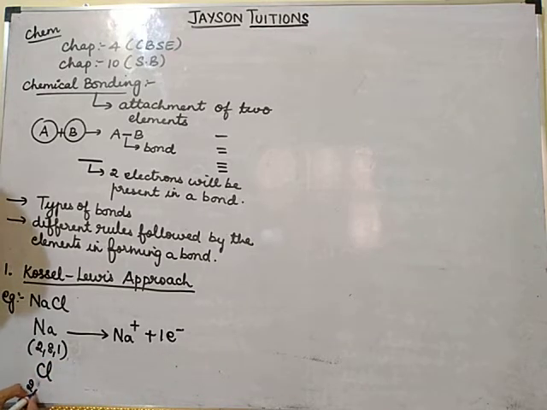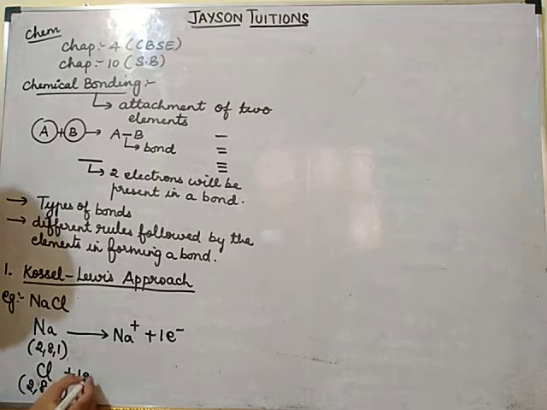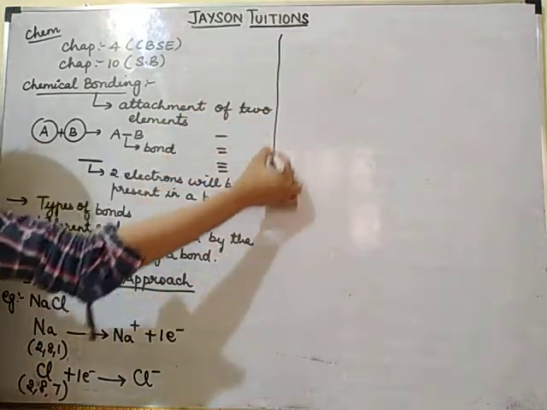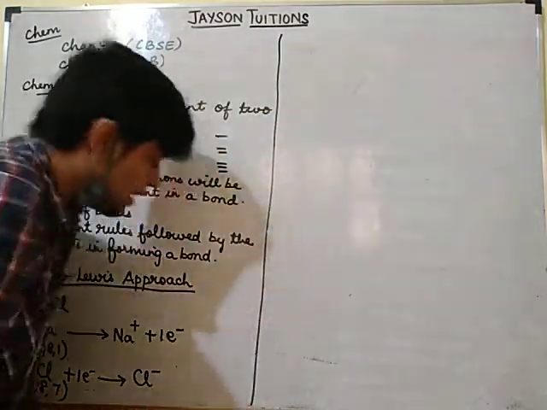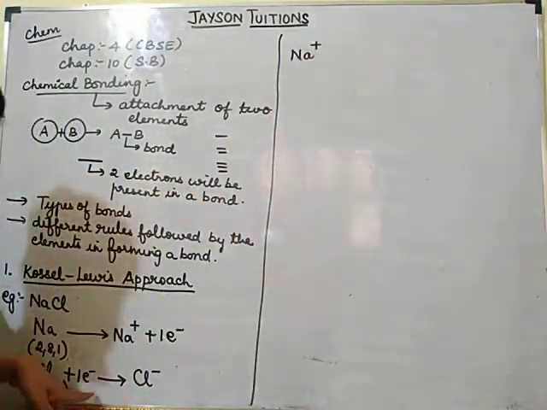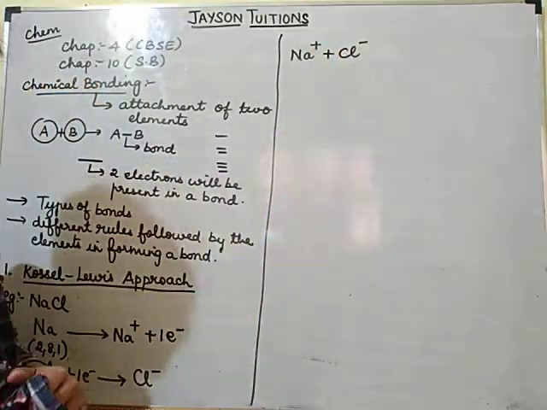Chlorine, what is the atomic number? 17. It is arranged as 2, 8, 7. So it should gain 1 electron. This chlorine will gain this 1 electron. If it gains 1 electron, it will become Cl minus. So sodium is losing 1 electron and chlorine is gaining 1 electron. So what is happening here? Sodium is losing 1 electron and forming Na plus. Chlorine is gaining 1 electron and forming Cl minus.